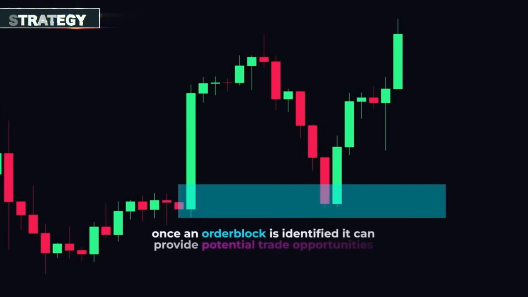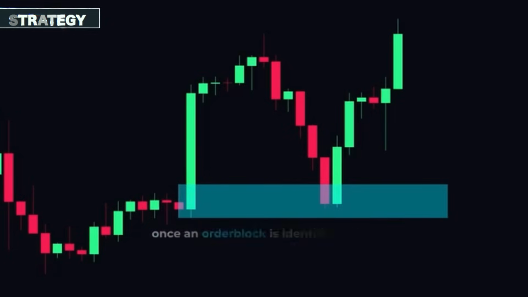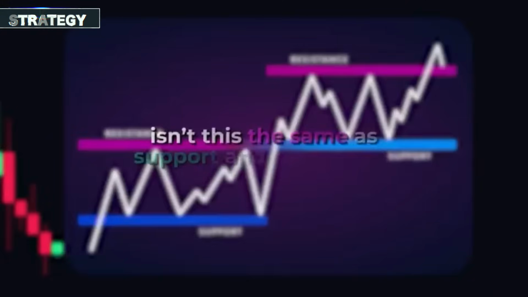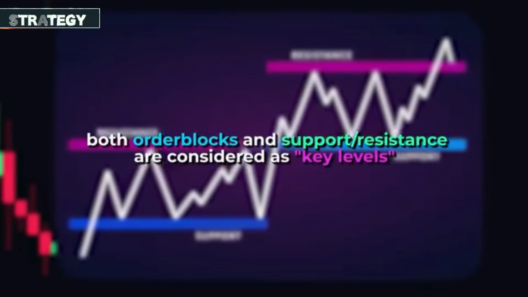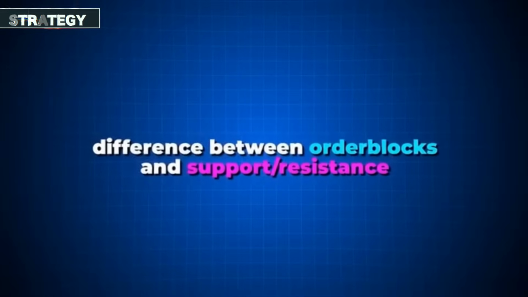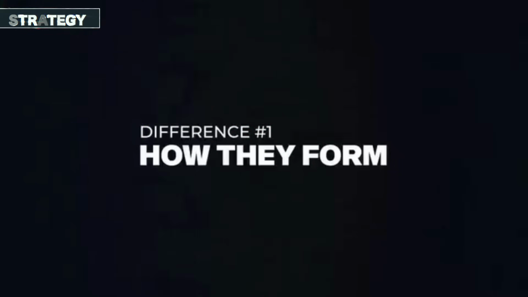Once an order block is identified, it can provide potential trade opportunities, as the price tends to retest and bounce after hitting that area. For example, if you bought at the order block here, it would have resulted in some nice profits. Now, you might be asking yourself, isn't this the same as support and resistance? While both order blocks and support resistance are considered key levels, they are not the same, as there are major differences between them.